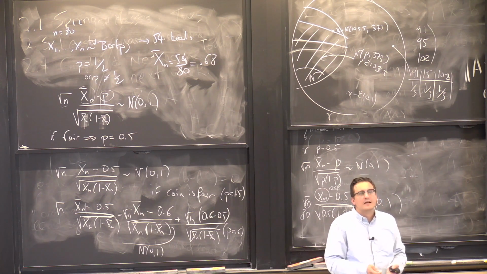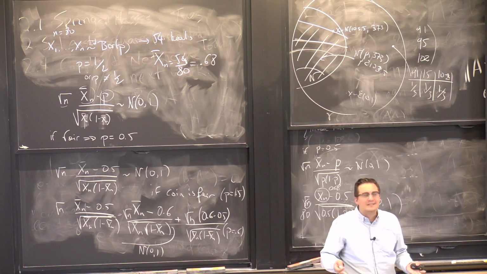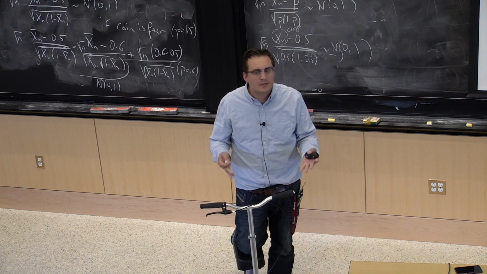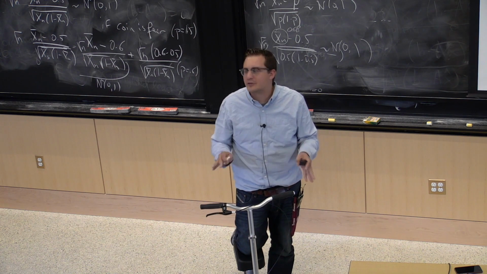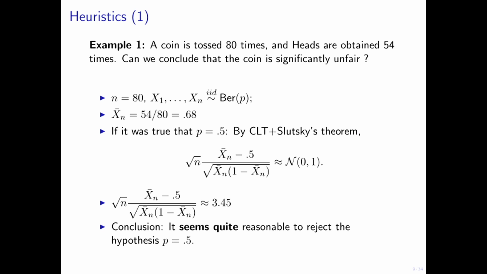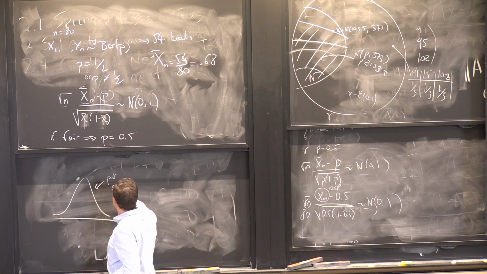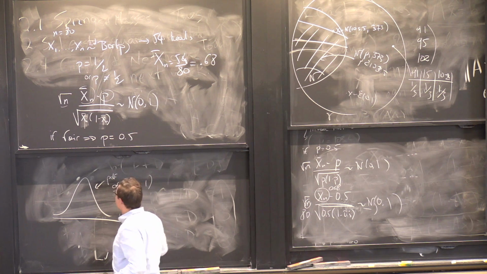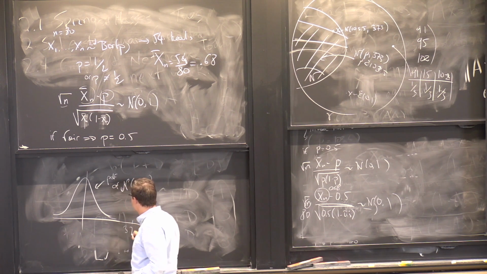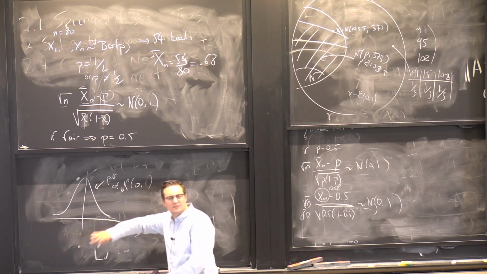So we cannot remove completely the uncertainty. It's still possible that this is due to noise, but we're just trying to make all the cases that are very unlikely go away. Now I claim that 3.45 is very unlikely for a Gaussian. If I were to draw the PDF of a standard Gaussian, N(0,1), 3.45 is basically here. It's just too far in the tails.